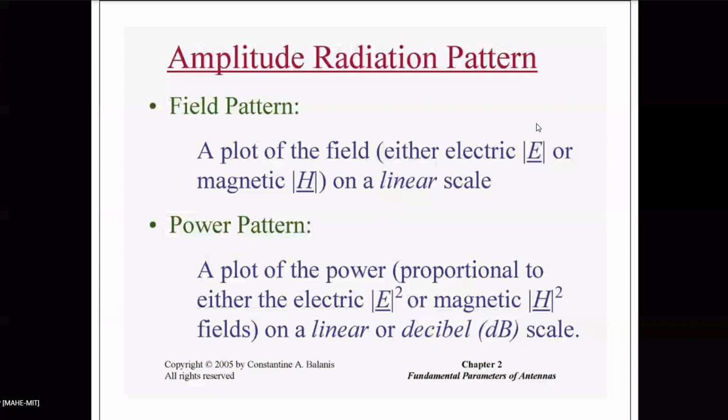Amplitude pattern: a plot of the field, electric or magnetic, on a linear scale, is the field pattern. Power pattern: a plot of power, proportional to either the electric field squared or the magnetic field squared, on a linear or decibel scale. So when it is electric field, you use 20 log, and when it is power, you use 10 log. You know that formula. Okay.